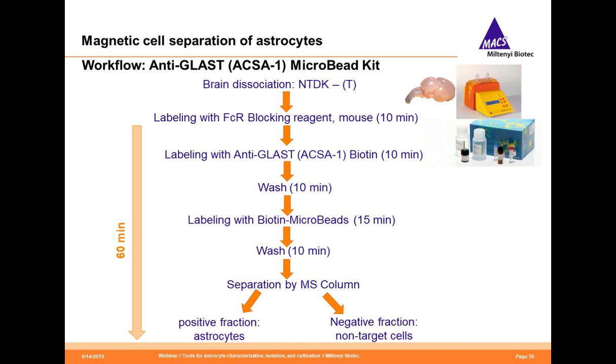The workflow for the anti-GLAST AXA1 microbead kit looks like this. You have to dissociate your brain with the anti-DKT. After that, labeling with the FCR blocking reagent is performed to prevent any unspecific binding to the Fc receptor. Afterwards, you label with the anti-GLAST biotin conjugate. Then you perform a washing step, and then the labeling with the biotin microbeads is performed. So this is an indirect labeling. And after another washing step, you separate the cells with MS column, and you find your positively enriched astrocytes in the positive fraction. So this process takes about an hour.